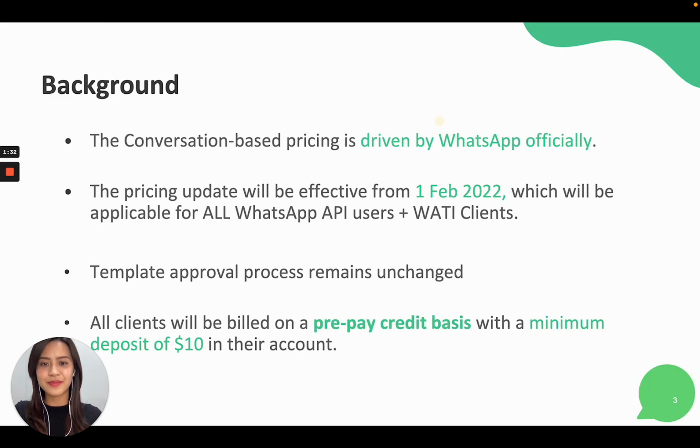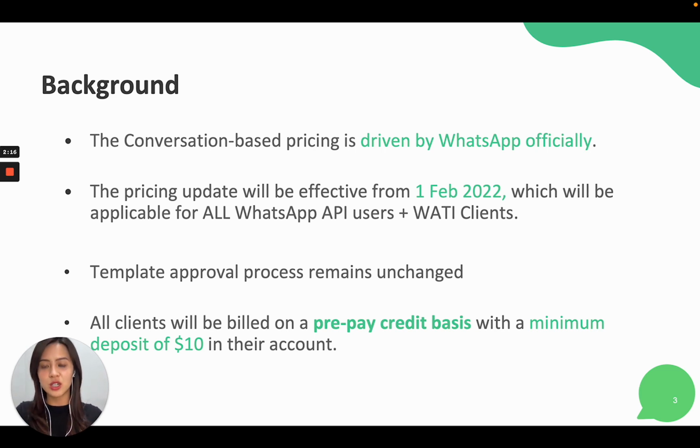Let's get started. So as a background, the conversation-based pricing is driven entirely by WhatsApp. So everyone that is using the official API in the world will fall under this pricing change. The pricing update will be effective starting from the 1st of February in 2022, which is applicable to anyone that uses the official API, no matter if you're using a platform that's using the official API or you yourself have the direct API of the WhatsApp API gateway. So everyone, if you're using that official API supplied by WhatsApp, will be affected.